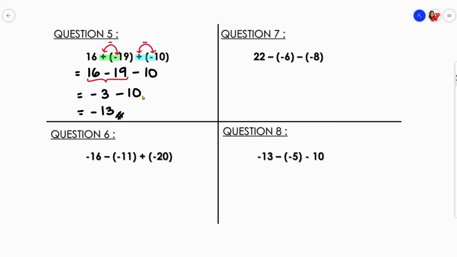Now let's look at question number 6. Let's look at the 2 sections where the symbols are separated by a bracket. So we have a negative and a negative separated here, and another section is the positive and the negative separated here. So what we have to do is multiply the symbol in and out of the bracket, and the same thing goes here.